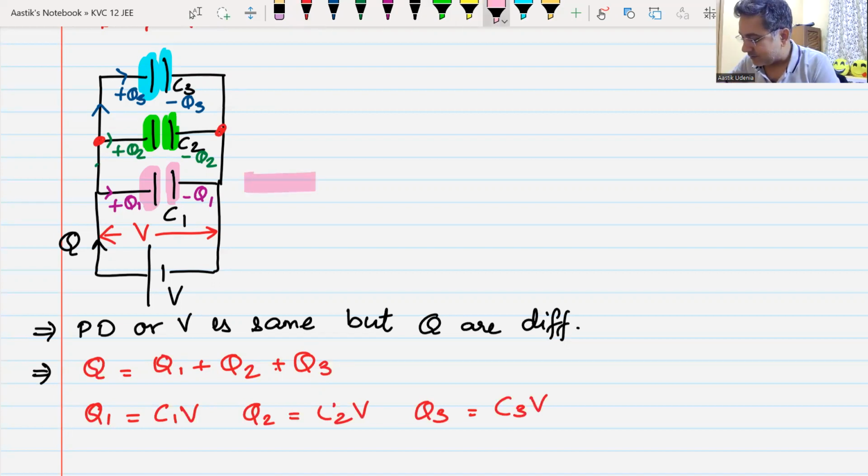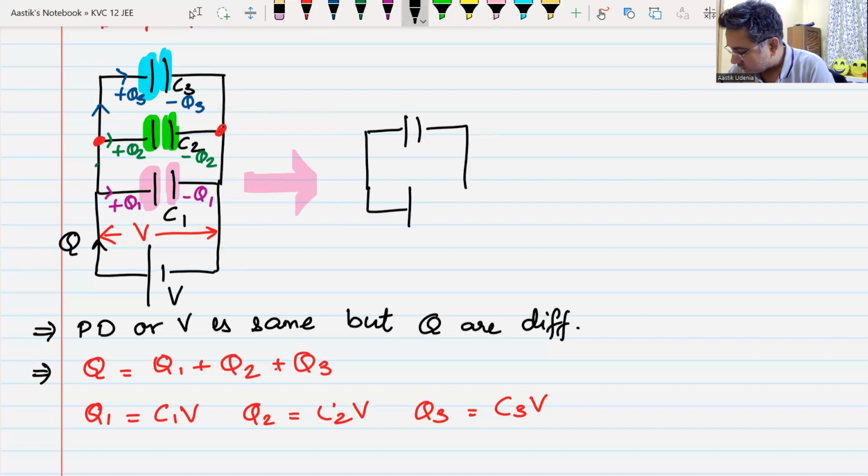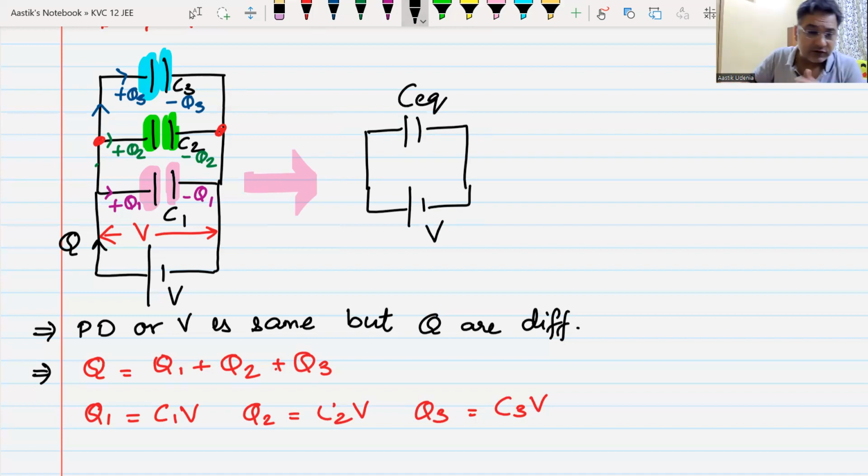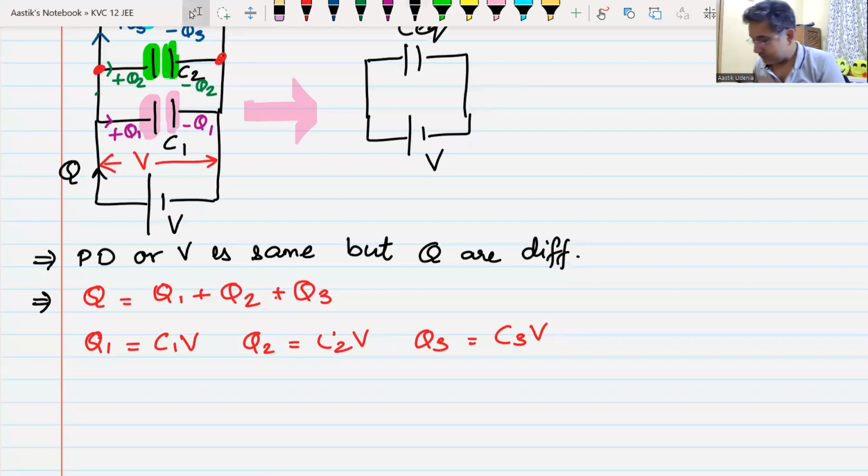Then on the same front, I can replace all these three and put one. And that would be Rajnikanth, because he is equal to everyone put together. So this becomes C equivalent. The same voltage V is applied across this equivalent capacitor. Now, what is the value of this equivalent capacitor? Everyone knows that, right? How much is that?